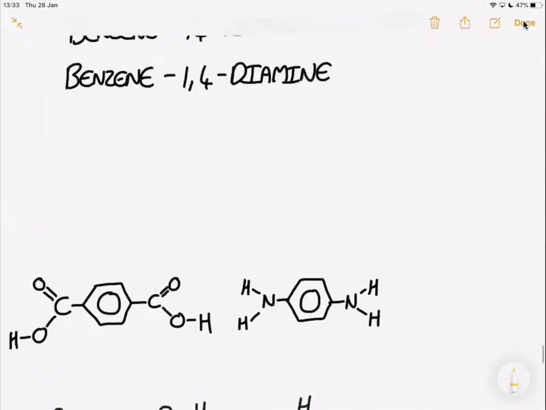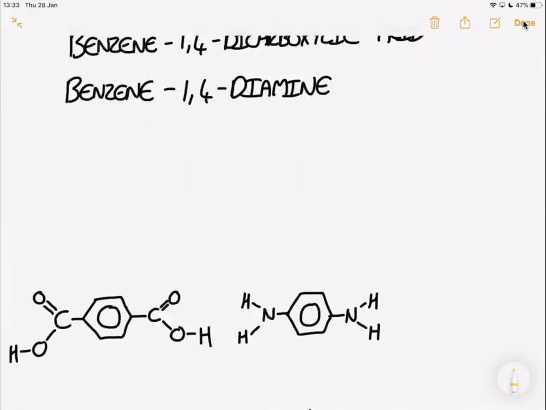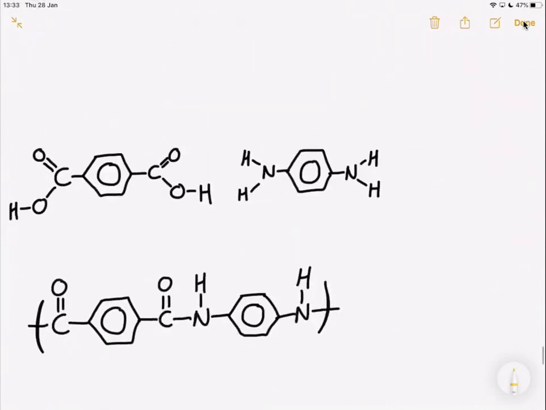Okay, so there's benzene 1,4-dicarboxylic acid. There's benzene 1,4-diamine. Sounds complicated, but in reality, you're just kind of doing the same thing as what we were doing already. So here's what we should have, right? It's actually a nice looking, tidy structure with those two benzene rings in it.